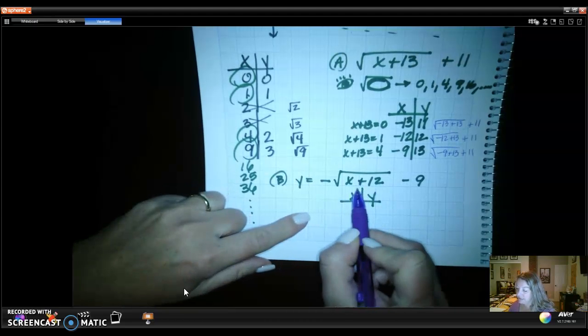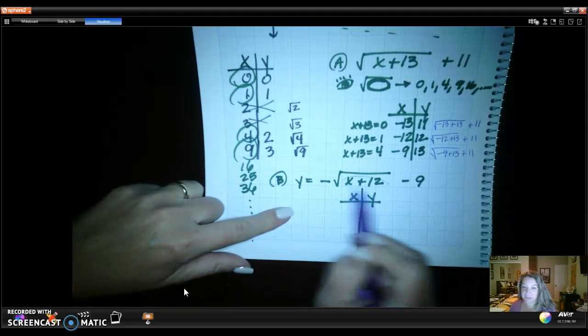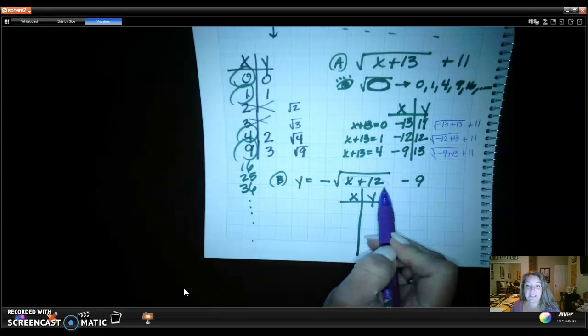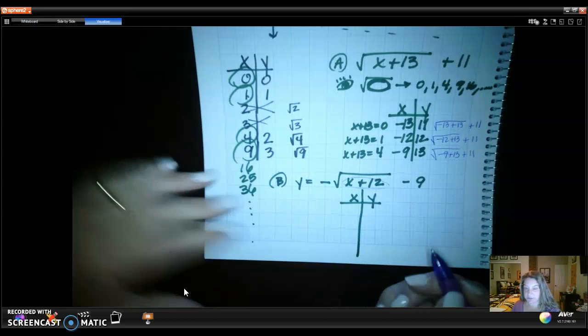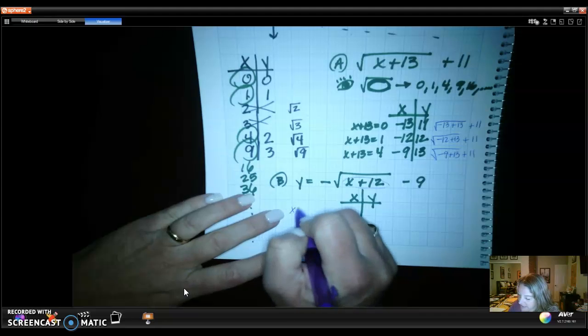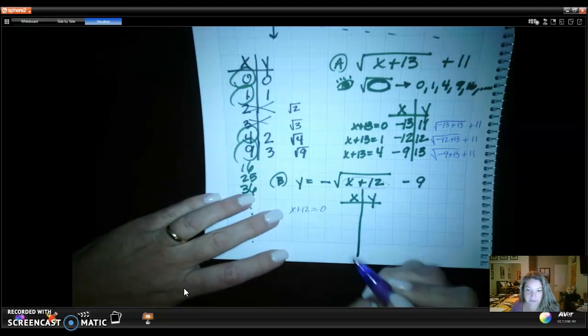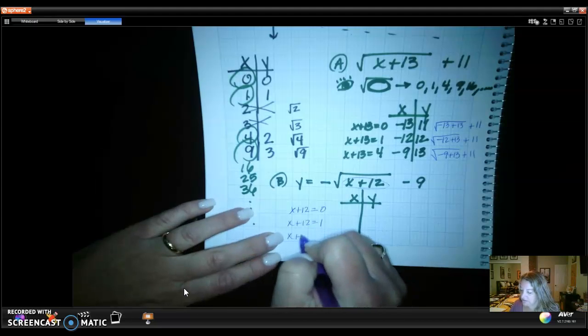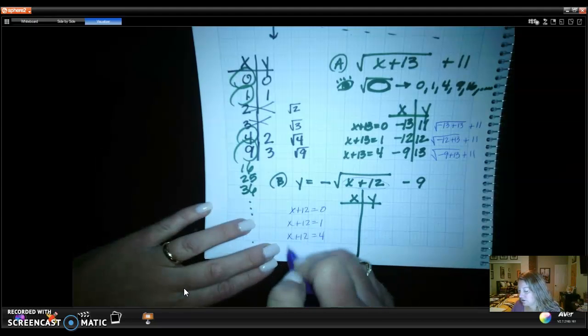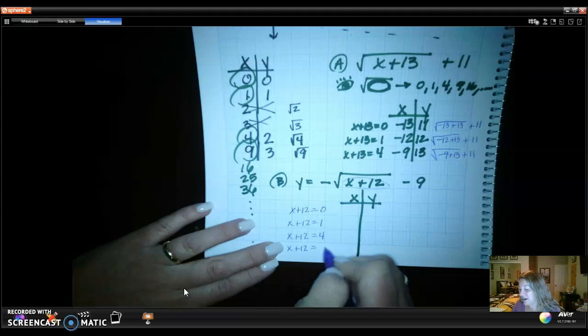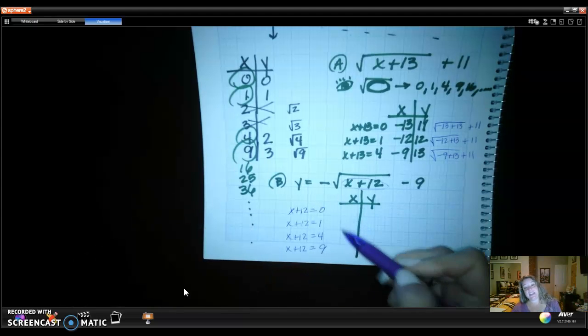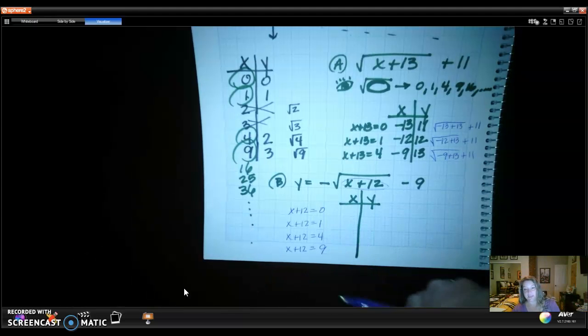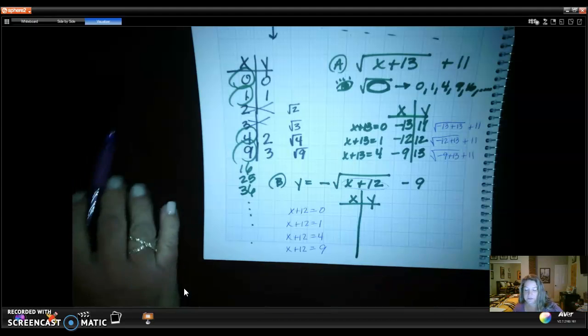So again, the first thing I'm going to do is set whatever's underneath my radical sign equal to those special numbers. So I'm going to take x plus 12 and set it equal to 0. I'm going to set it equal to 1. I'm going to set it equal to 4. And I'm going to go ahead and set it equal to 9 as well. Because again, these are the square roots that I can do nicely. So let's do the first one.